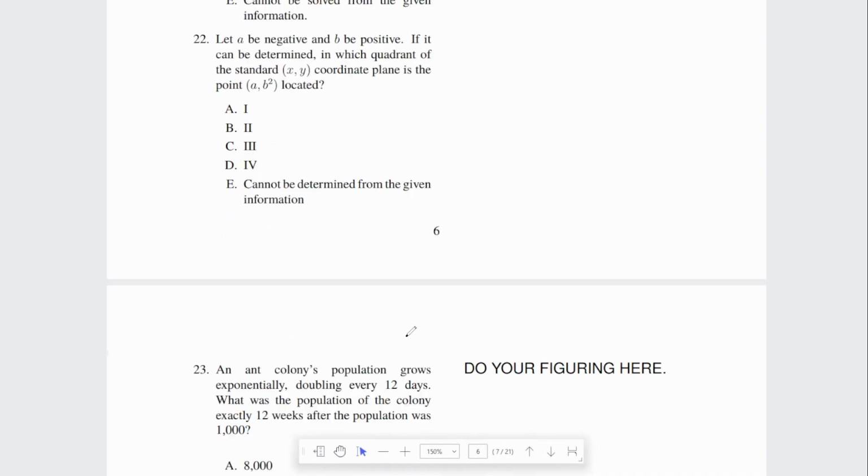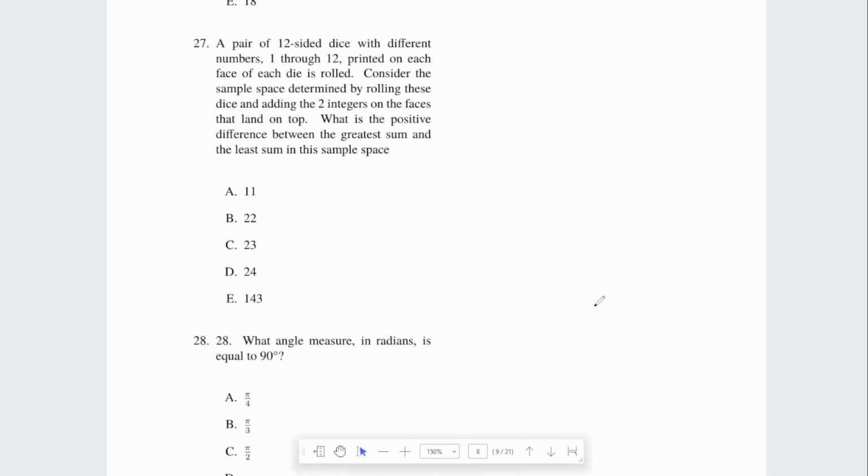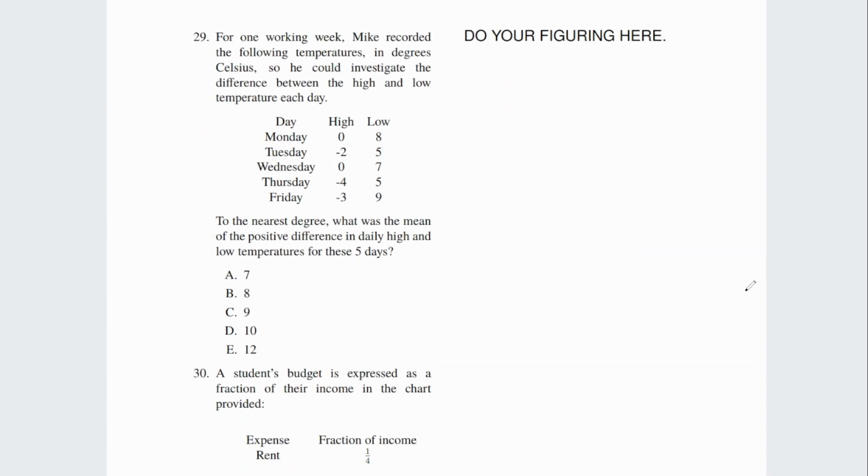Let's move on to question 29, which is one of our other very difficult questions that seemed time-consuming on the first pass. For one working week, Mike recorded the following temperatures in degrees Celsius so he could investigate the difference between the high and low temperature each day. To the nearest degree, what is the mean of the positive differences in daily high and low temperatures for these 5 days? So this is going to be pretty simple. We need to find the positive difference in the high and low temperatures and then take the mean of those. So a lot of arithmetic, but it should be pretty simple.